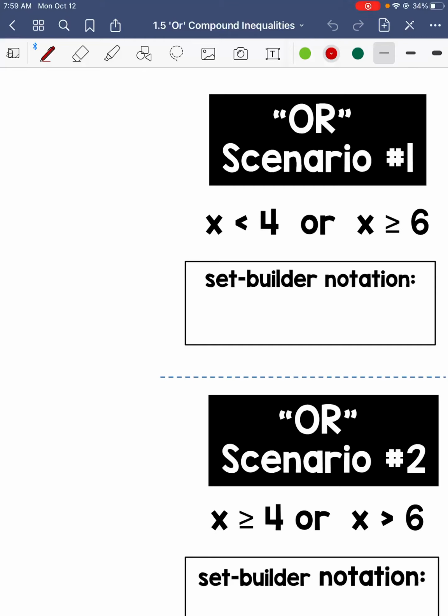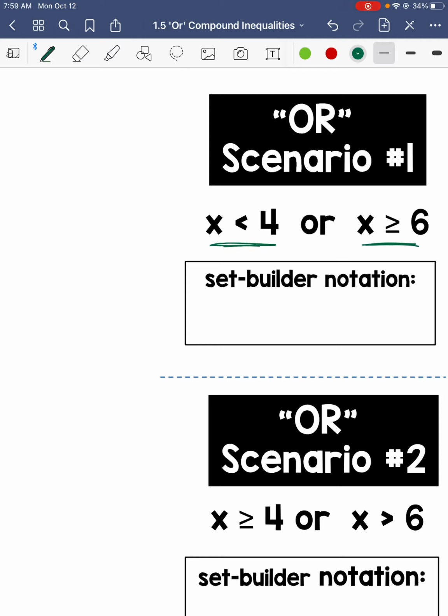Okay guys, here is our first foldable on compound inequality. So today we're looking at the OR type of compound inequality. You can have two inequalities that you connect with an or or with an and, okay? So here we're looking at type 1 where we have x is less than 4 or x is greater than or equal to 6.